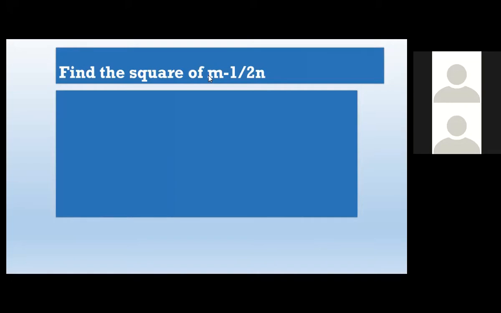Now which formula is going to be applied over here? Yes, Vanya, which formula? Minus formula is going to be applied. Very good. So here we get minus formula. So according to our formula, our x is m and our y is 1 over 2n. All right. So quickly solve it and give me the answer.